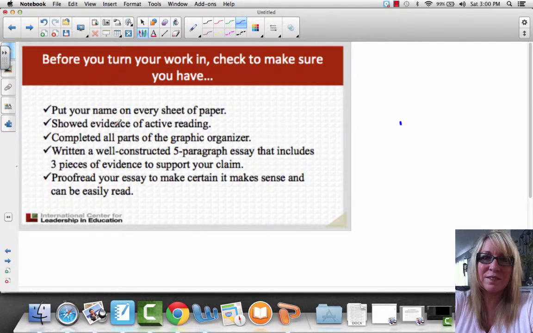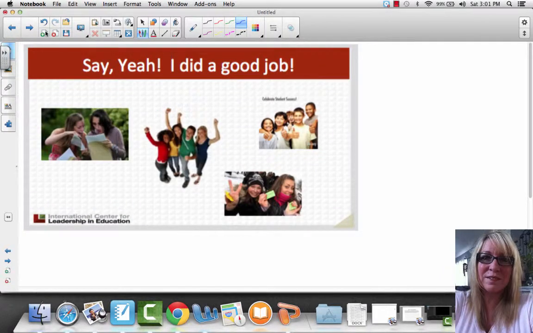You will turn in the original document, which is the article with all your annotations on it, all your paper that you've worked on, your map, your essay, and your rubric. And that's it. And when you're all done, you can say, yeah, I did a good job, because I'm sure that you all will.